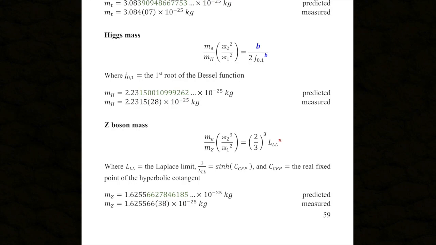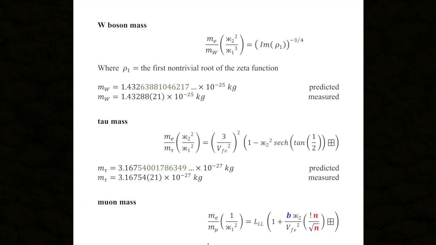The Z boson mass employs the Laplace limit, which is defined by the hyperbolic sine of the real fixed point of the hyperbolic cotangent, literally the limit of this hyperbolic construction, to the 5th power. The W boson mass, very interestingly, depends on the first non-trivial root of the zeta function as its geometric bound. It selects the first non-trivial root of the zeta function, which up until now, as far as I am aware, has had no simple connection to any geometry that's understood.